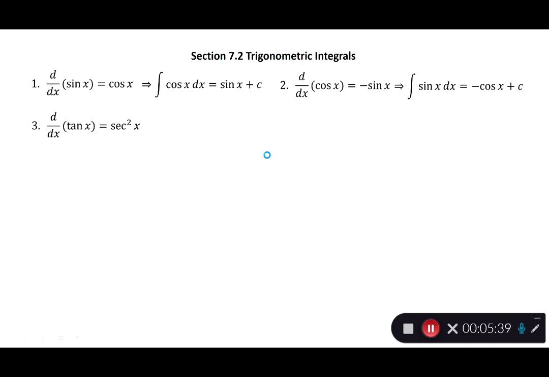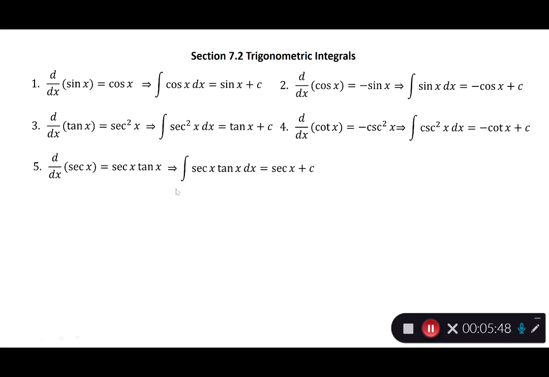So, same thing: the derivative of tangent x is secant square x, so the integral of secant square x is tangent x plus c, and likewise for cotangent and secant, right? All of these things you know. I'm not going to go through them patiently.